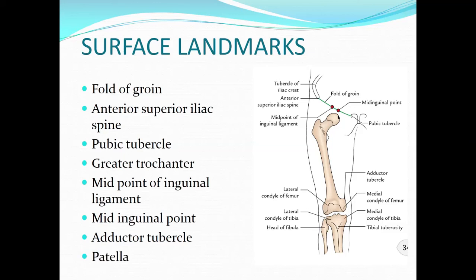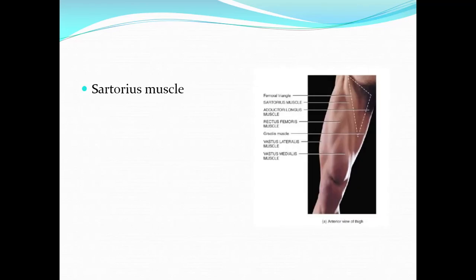Now the patella. You can feel a triangular bone over the anterior aspect of knee. This one is known as patella. Next, sartorius muscle. One oblique muscle is present over the anterior aspect of thigh, and starts from supralateral and goes downwards to the inferomedial side. So this is sartorius muscle. It is a strap muscle.